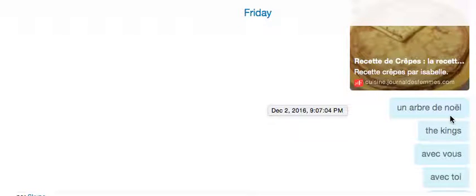An arbre de Noël is a Christmas tree. It's a tree of Christmas. It's what we say in French, Christmas tree. There is also the king's. In January, so my daughter, because she has a Mexican father, we're gonna celebrate Christmas and the kings, so she's gonna have a huge collection of toys.